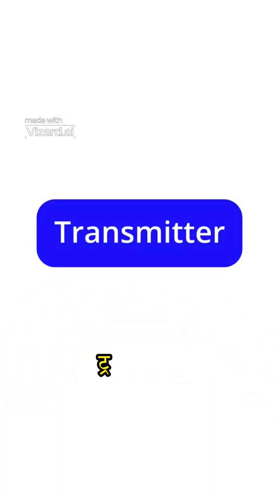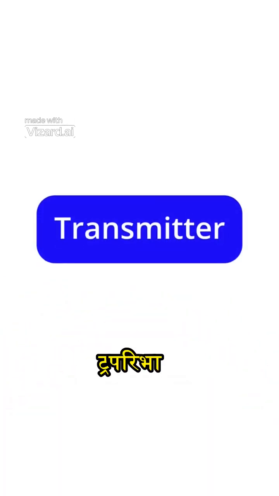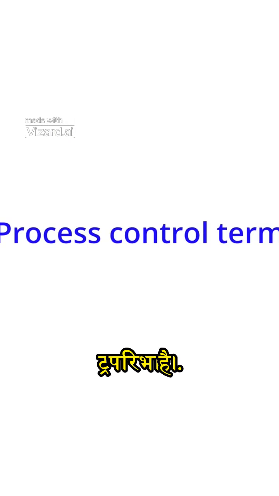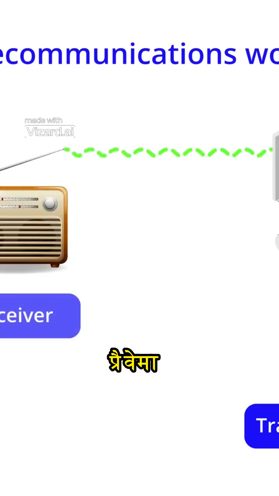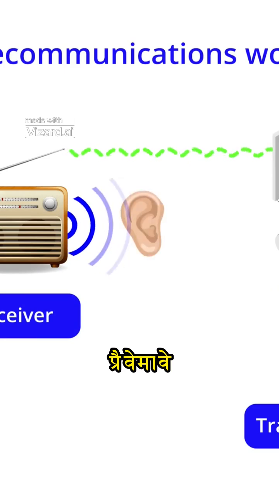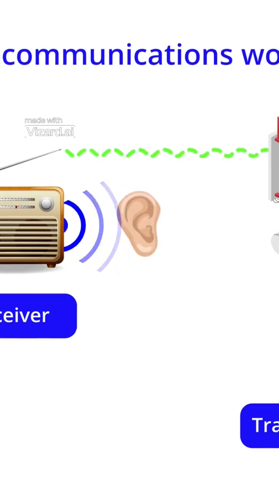All right. Let's talk about the term transmitter, because it has more than one definition. The process control term was likely borrowed from the telecommunications world, where a transmitter is a device that produces and transmits radio waves radiating from an antenna. These radio waves are eventually detected and demodulated by a radio receiver. The receiver produces sound waves for the human ear.